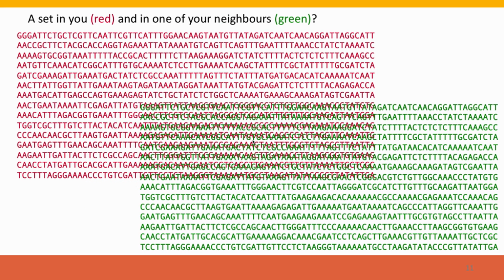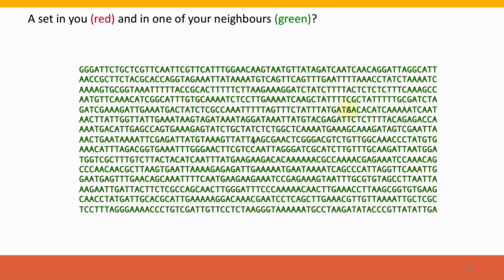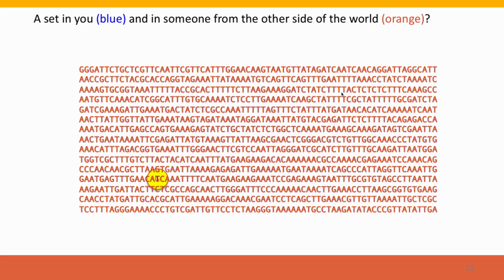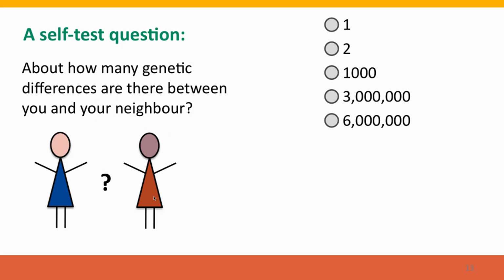Now, what if we were to compare a set of DNA from you and from one of your neighbors? Again, we pick 1,000 bases and compare you and your neighbor. And what we'll find is, well, on average, there's one DNA sequence difference. Even if we were to compare two sets from people from other sides of the world, again, we'll see on average there's just one difference. So it doesn't make any difference really how far away we come from. We're all very similar.